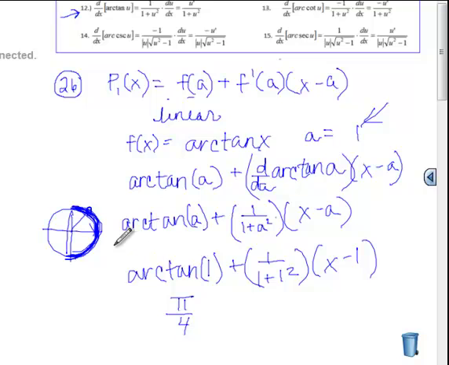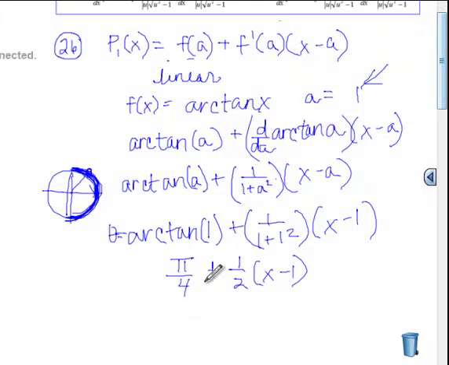We're asking ourselves what angle is equal to what when you take the tangent of it is 1. So that's what I just solved for, pi over 4. Plus, this will simplify to be 1/2 over x minus 1. So now when we simplify it even more, the linear approximation at this particular point, a equals 1, is going to be 1/2 x minus 1/2, and then plus pi over 4.